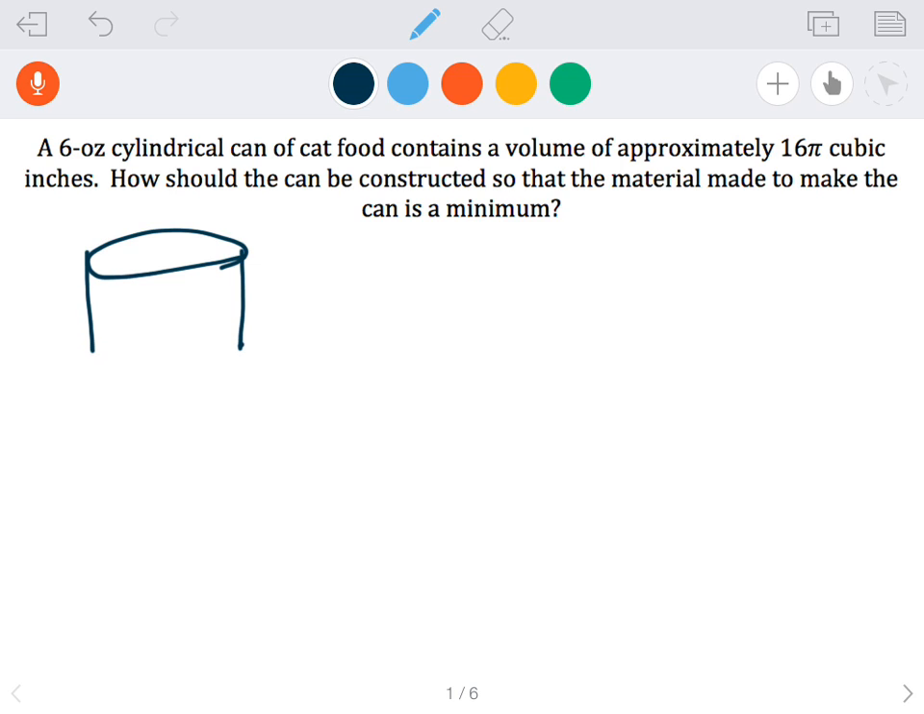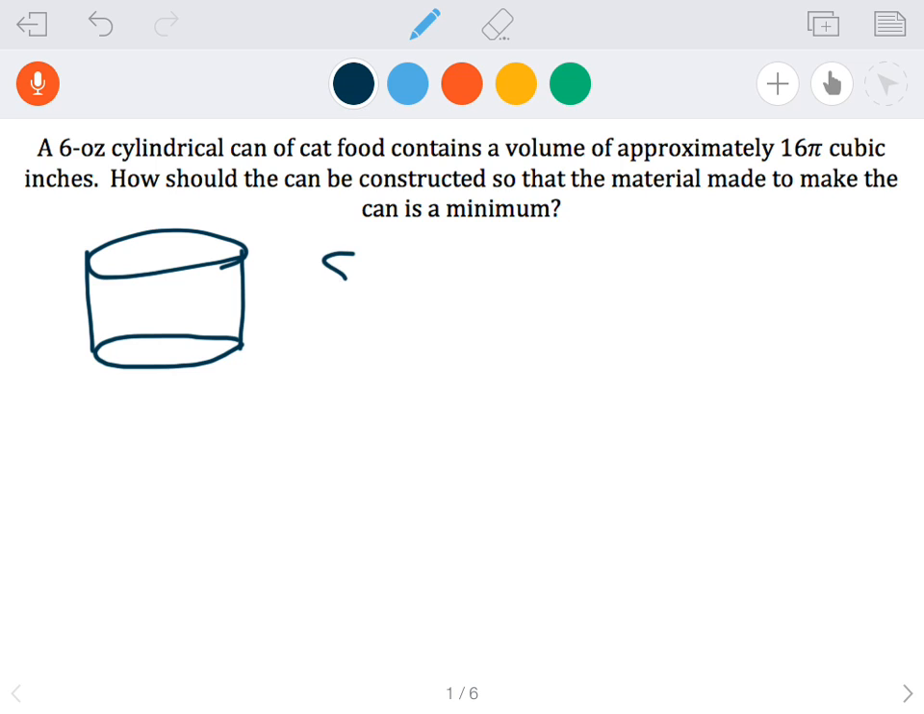You work for this company, and they make some product, and they want to make the most profit on this product, and so they need to minimize the cost. They need to minimize the amount of material used to make this product. So when we're talking about a can, the material that I use is the surface area of that cylinder. I need the top, the bottom, and the side that wraps around.